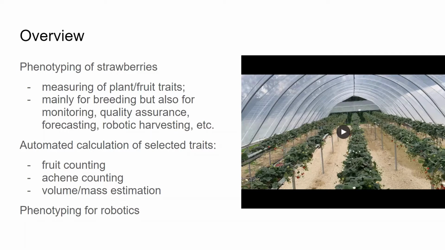Our team works on a range of different phenotyping applications, and measuring different traits. I will only focus on three selected ones today. So we will look at how you can count fruit directly in field. The second is also a counting application, but it's about achenes. These are the small seeds on the surface of the strawberry. And the final one is about volume and mass estimation. Can you do that basically in field?